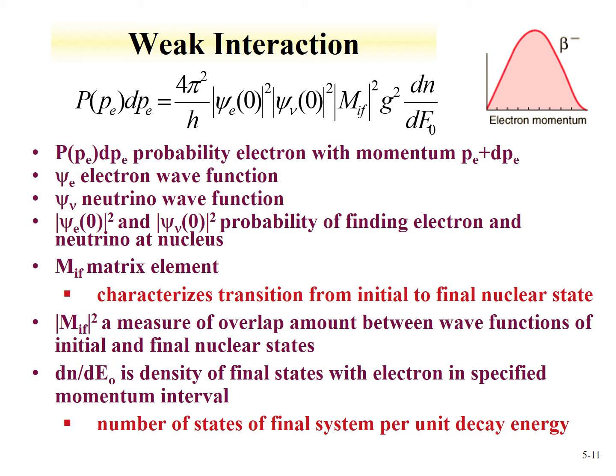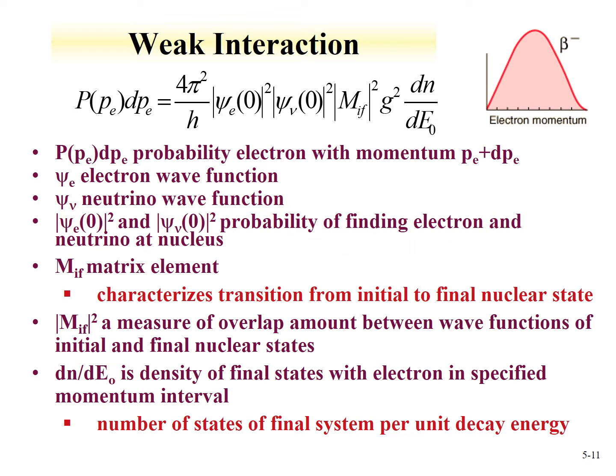Now this weak interaction equation that's shown here has a number of different components, and it fundamentally gives the probability of an electron with a given electron momentum. It gives a momentum spectrum, and we can convert this into an energy spectrum. Some of the terms involved are the electron wave function, shown here, and the neutrino wave function, shown here. If I take the square of the absolute values, I can use this to determine the probability of finding the electron and the neutrino at the nucleus.